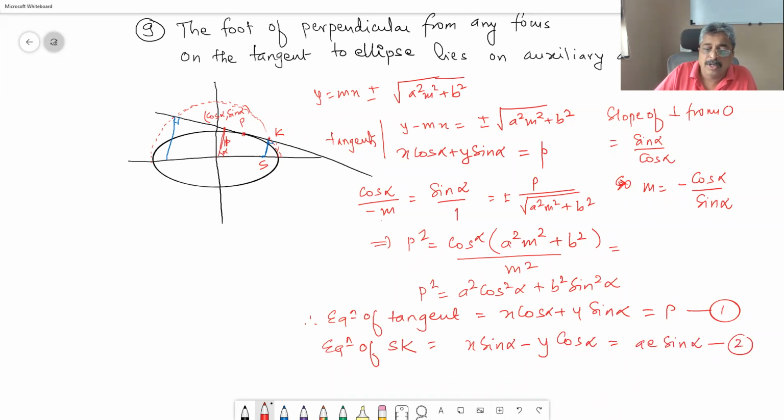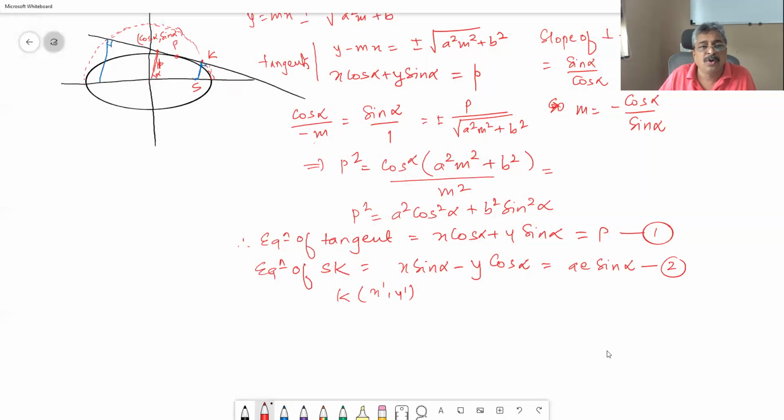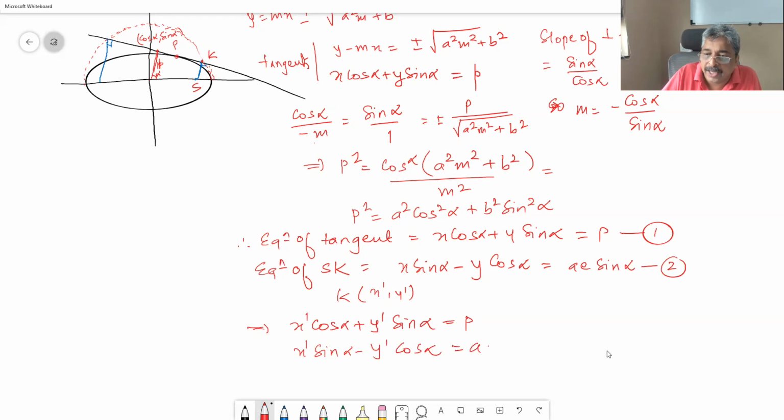Now let K be x dash comma y dash. If we substitute, K belongs to the tangent and K belongs to the line SK, so we get two equations: x dash cos alpha plus y dash sine alpha is equal to p, and x dash sine alpha minus y dash cos alpha is equal to ae sine alpha.